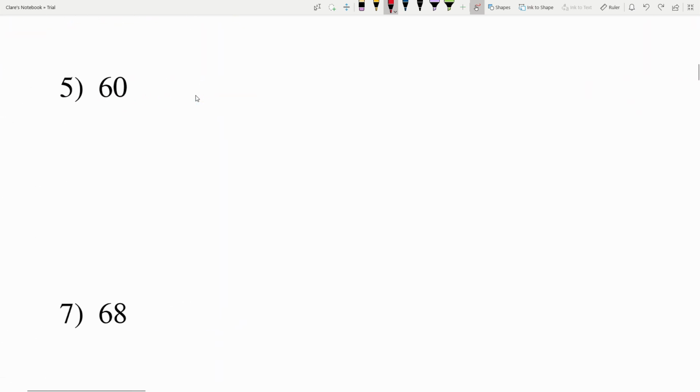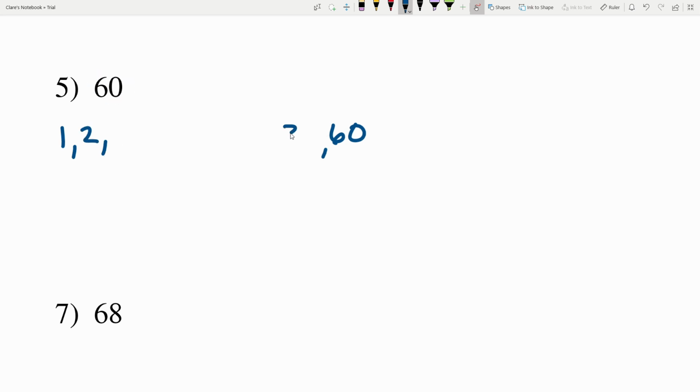In number 5, we have the number 60. I know that it's divisible by 1. 1 times 60 is 60. I know that it's divisible by 2 because it's even. 2 times 30. I know that it's divisible by 3 because 6 plus 0 is 6, and 6 is divisible by 3. So that's going to be 3 and 20, because 3 times 20 is 60.